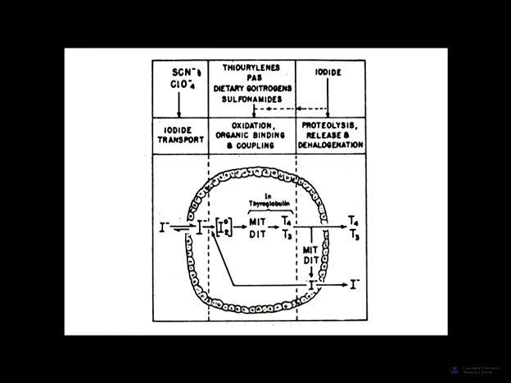Thyroid hormone biosynthesis. It's a slide that you saw Friday. Thyroid hormone biosynthesis is a 3-step process. Number 1, you have iodine transport by the sodium iodine symporter. Number 2, you have oxidation, organification, and coupling by the thyroperoxidase. And thirdly, you have the proteolysis, release, and dehalogenation. Every one of these unique steps has its own unique inhibitor.